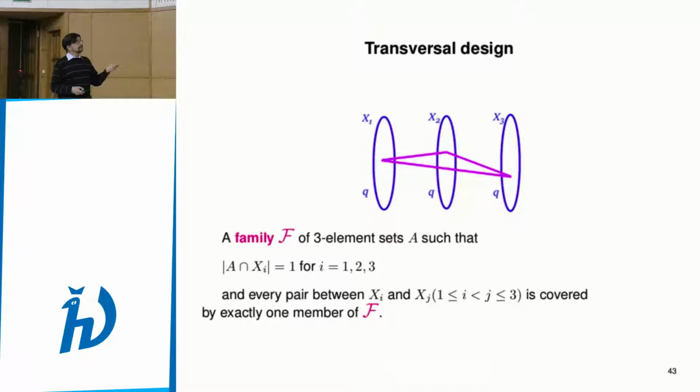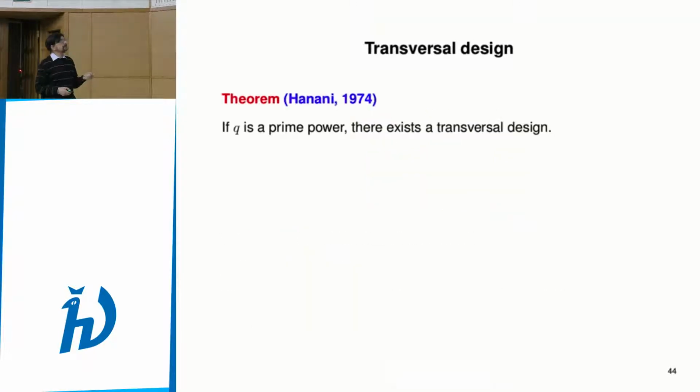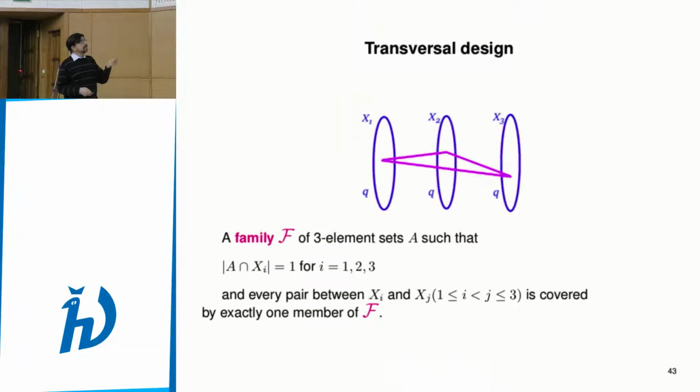So every pair between these two is covered exactly once. And a theorem, a very old theorem of Hanani, is that if Q is a prime number, then there exists a transversal design. So this was Q, the number of elements in one class.